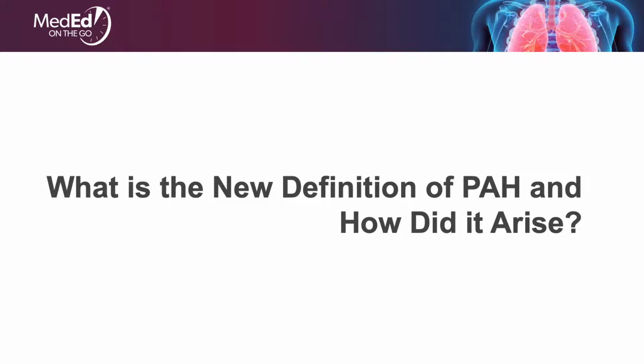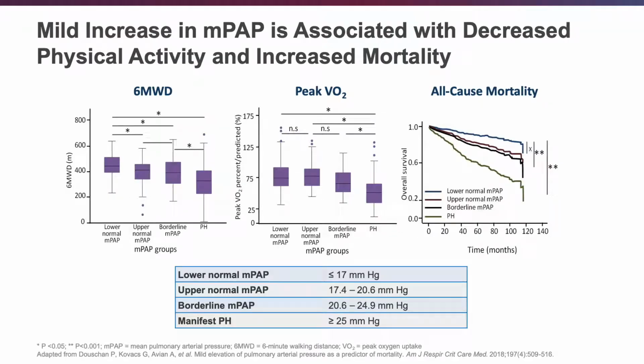So what is the new definition of PAH and how did it arise? How did we get here? Well, it was recently published in 2018 that borderline pressure between 20.6 and 24.9 was associated with decreased exercise capacity, as evidenced by the 6-minute walk test declining and the peak VO2 declining, as well as increased mortality. And you can see here the mortality in the patients with normal pulmonary pressures is much lower than those with pulmonary hypertension, but those borderline patients have increased mortality over normal pressures. So something that really caused us to step back and think about our definition.